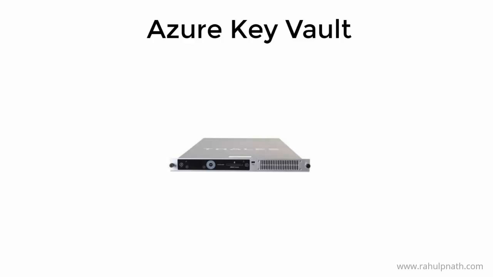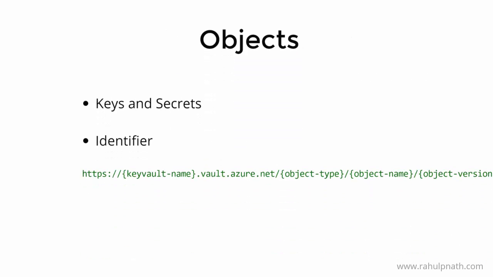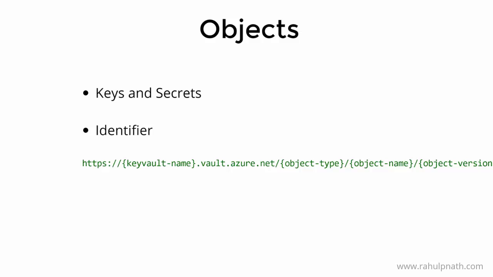It exposes this over a REST API for applications to use. Both keys and secrets are referred to as objects in Key Vault. Objects are uniquely identified within Azure Key Vault using a URL such that no two objects have the same URL.